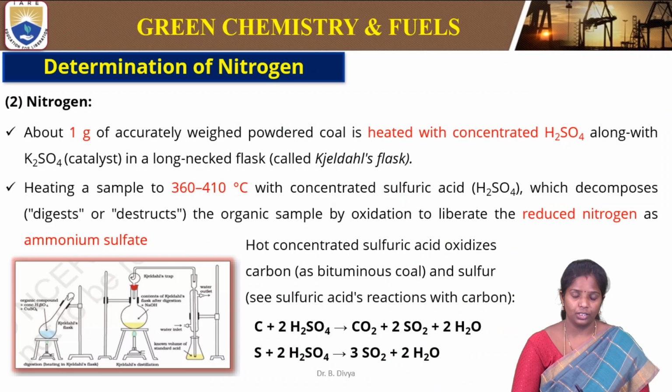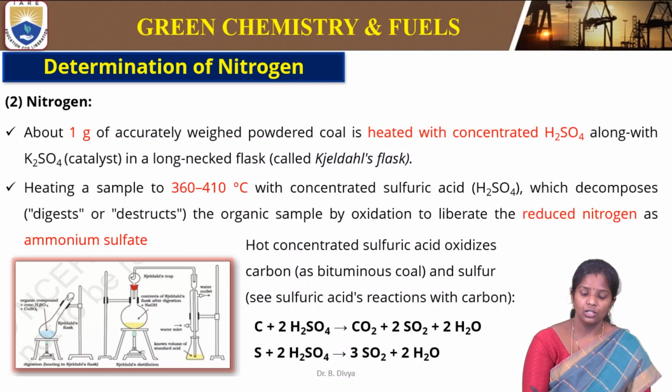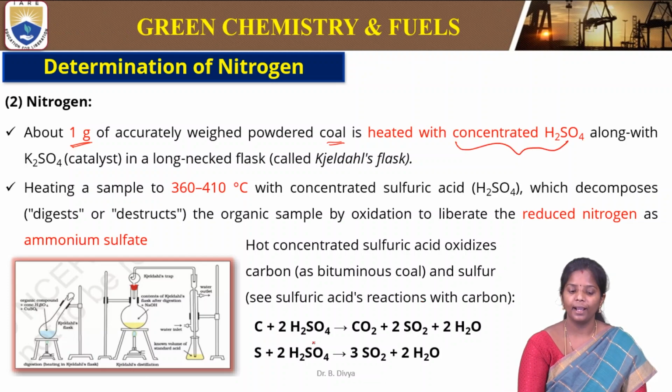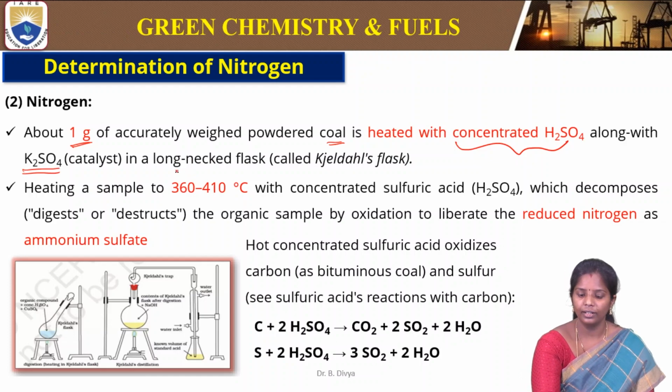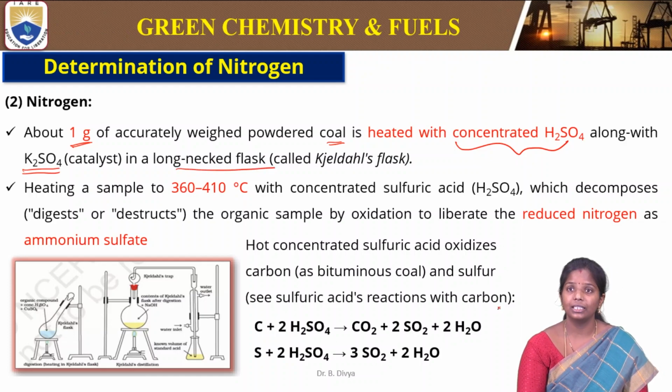Next is the nitrogen. In this nitrogen estimation we use the Kjeldahl method. In most cases wherever nitrogen estimation is there, we generally use the Kjeldahl process. So 1 gram of accurately weighed powdered coal is heated in concentrated sulfuric acid, along with potassium sulfate as a catalyst, in a long-necked flask called the Kjeldahl flask.